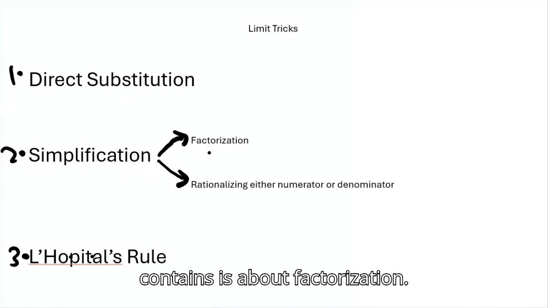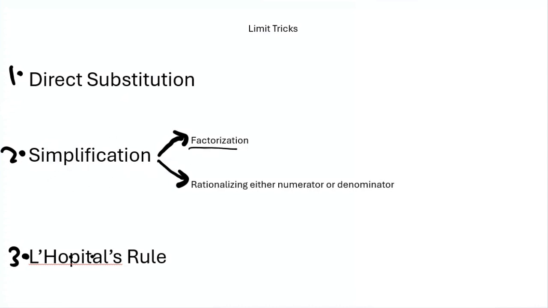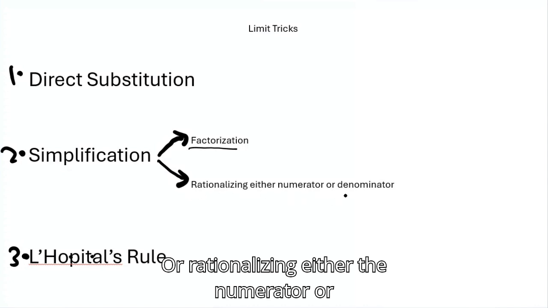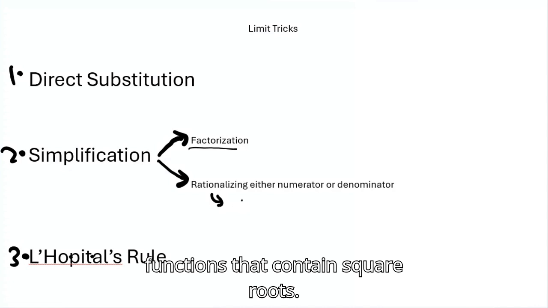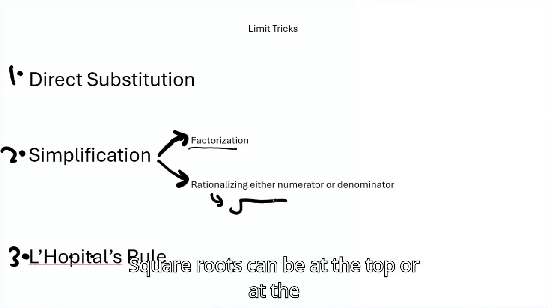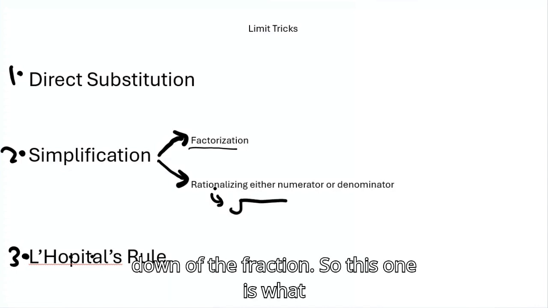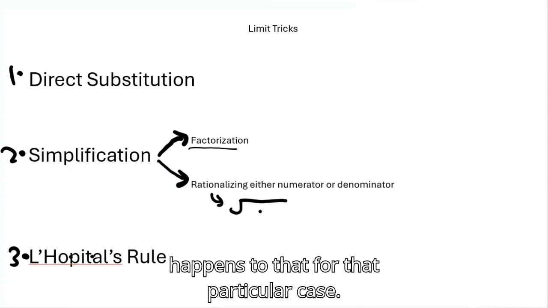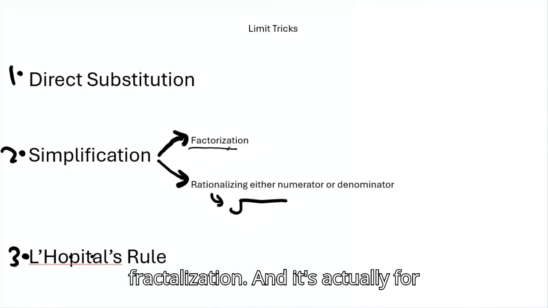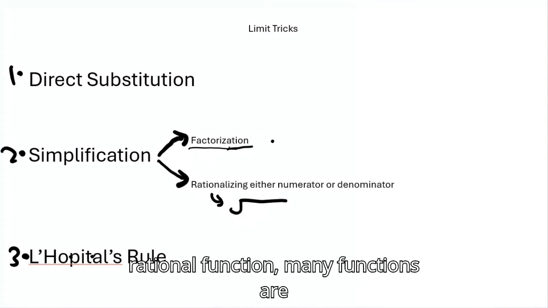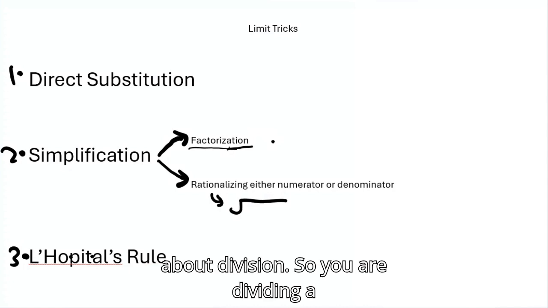Simplification is about factorization or rationalizing either the numerator or denominator. Rationalizing usually happens for functions that contain square roots, which can be at the top or at the bottom of the fraction. Factorization is actually for rational functions, meaning functions that are about division.